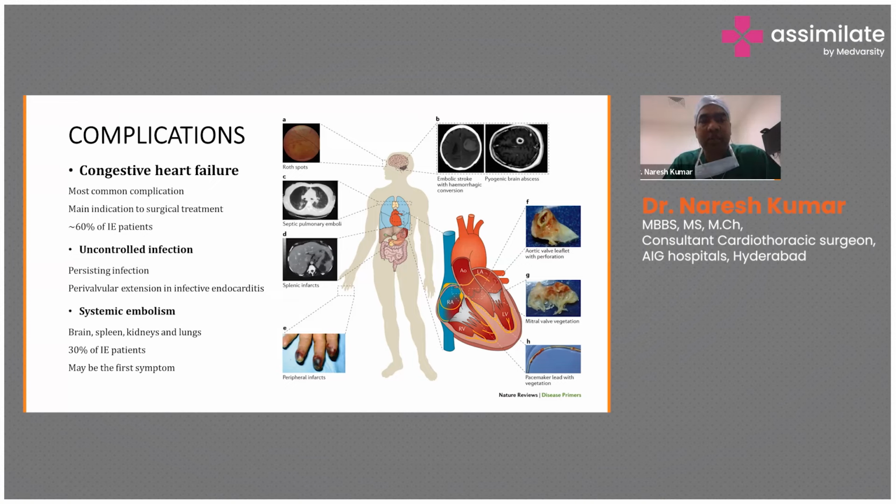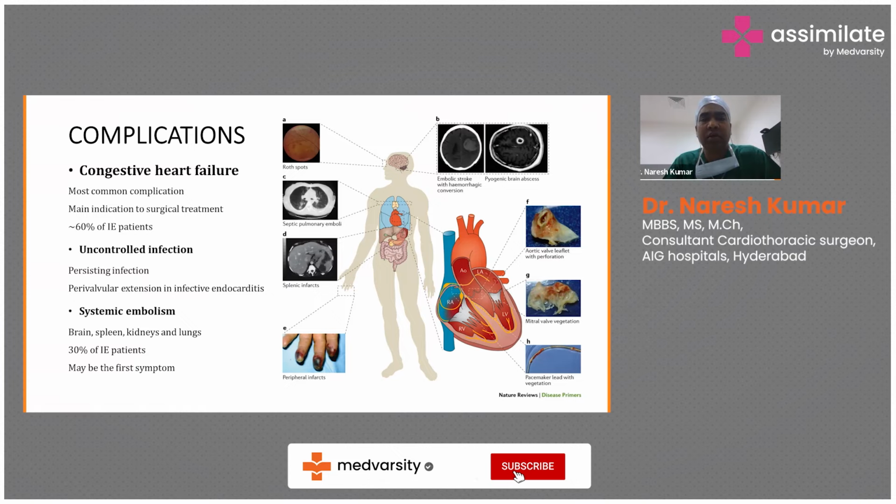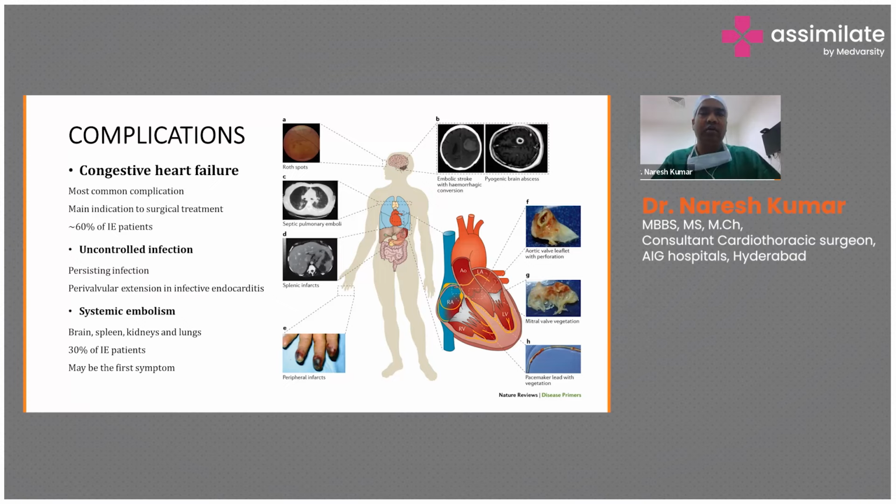Some patients can have uncontrolled infection, persisting in spite of 4 to 6 weeks of antibiotic therapy. Some will have perivalvular extension, in case of a root abscess or fistulas causing communication between the chambers of the heart, making the treatment plan very difficult. And some will have systemic embolization into the brain, spleen, kidneys, lungs, with colonization of the organisms causing abscesses in 30% of the patients. Sometimes this can be the first presentation also, as I told you, especially in subacute cases.